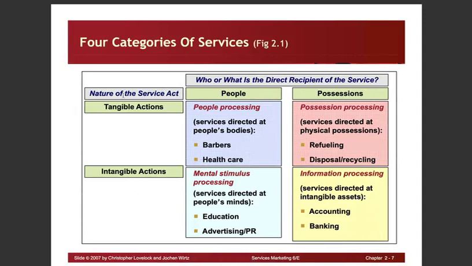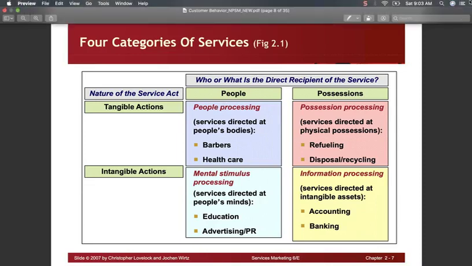Number one, try to look at the y-axis here. The nature of the service act can be tangible or intangible, and who or what is the direct recipient of the service can be people or possessions. Please take a look one by one. For tangible actions directed at people, it is called people processing. People processing services are directed at people's bodies.